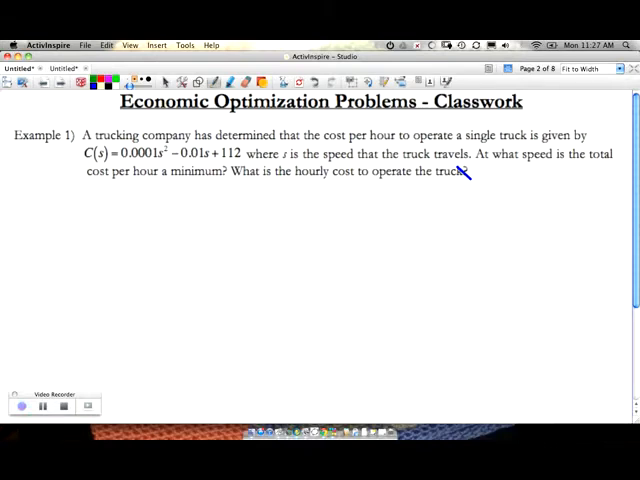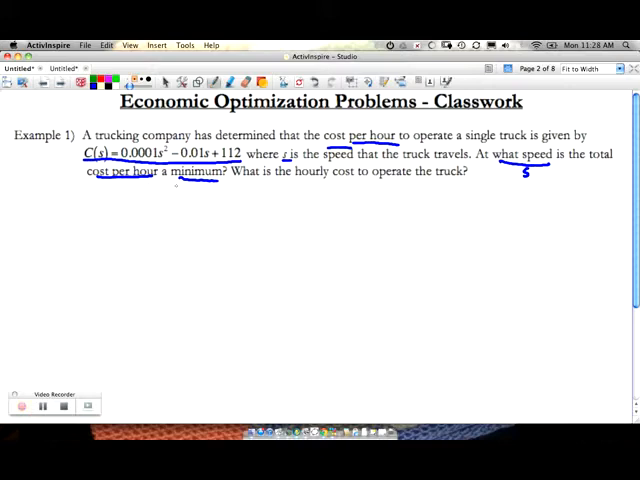So this first question that we are looking at here has a situation. It says a trucking company has determined that the cost per hour to operate a single truck is given by this function here. And S is the speed the truck travels. So they're asking us at what speed, that's S, is the total cost per hour a minimum? And what is that cost?